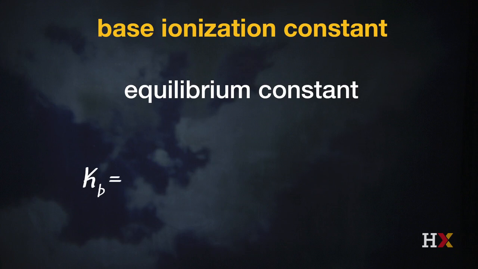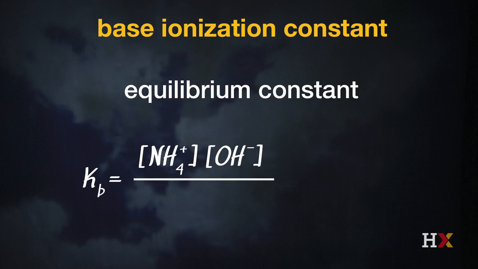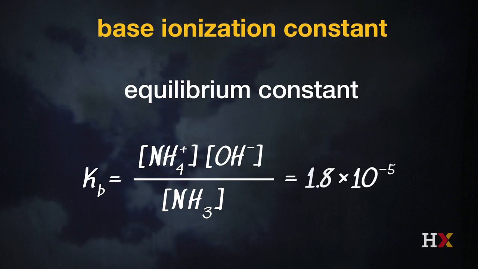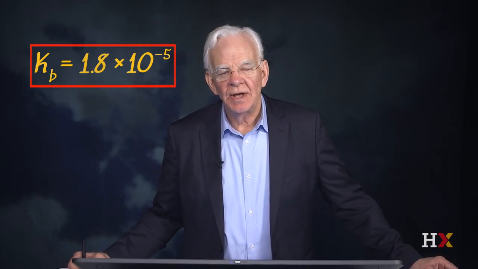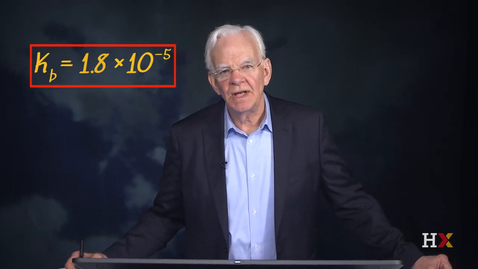We've got the concentration of the products, NH4+ and OH-, divided by the concentration of the base, NH3, and that base ionization constant is equal to 1.8 times 10 to the minus 5. Again, very small. So that says that when I put ammonia into water, the dominant form of the nitrogen compound in water is in fact NH3, and only a small fraction forms NH4+.